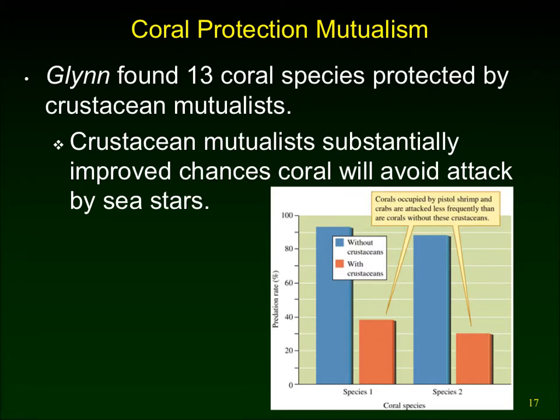So here's some data from a researcher named Glynn, and he found 13 coral species are protected by crustacean mutualists. The example here is pistol shrimp and crabs, and you can see the predation rate on the coral with and without the crustaceans. A big contrast between these two, with and without the mutualists.